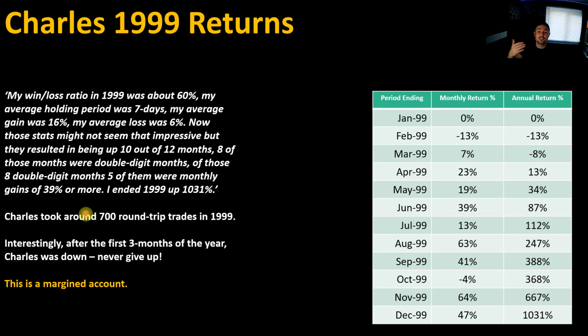So he is an extremely active trader, albeit he seems to be somewhat less active now, but things can ebb and change. But interestingly, up 1,000% for the year, but actually down after the first 3 months of the year. I actually find that the most fascinating part of this in terms of the mentality to just keep on going, keep on going. This was in the margin too.